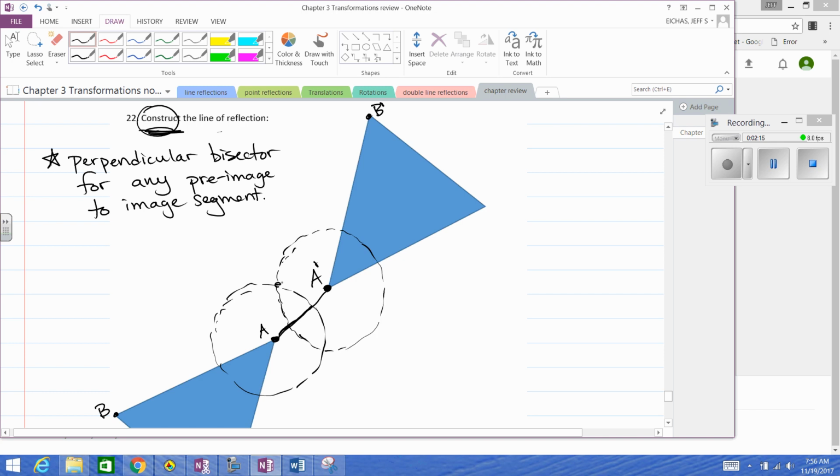Okay? Now, wherever these two cross, you're going to connect, and that's going to make your perpendicular bisector. So this is going to be the line of reflection, or the mirror. And it's going to be perpendicular and bisect A to A prime. All right? So that's the concept. Let me jump over to Geometers Sketchpad.